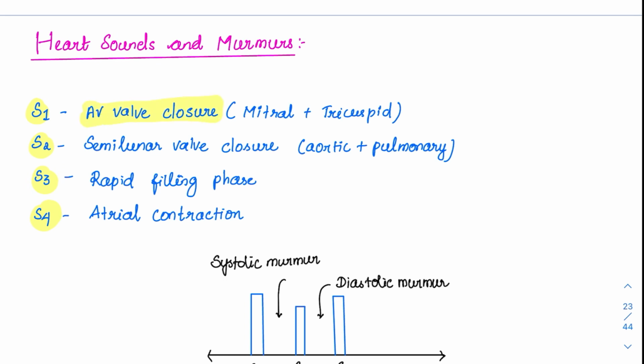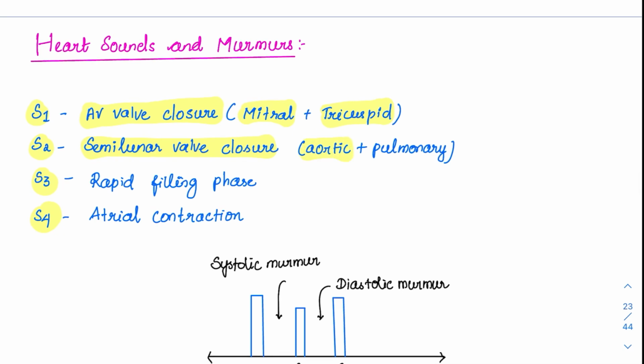What is the AV valve? It includes the mitral valve as well as the tricuspid valve. Then S2 is the closure of the semilunar valves. Semilunar valve indicates 2 valves, which I already said in the cardiac cycle itself: the aortic and the pulmonary valve. Then when does S3 happen? Whenever there is a rapid filling phase and there is some vibration in the ventricles. That is the S3. And S4 happens whenever the atria is contracting and it is creating a severe vibration.